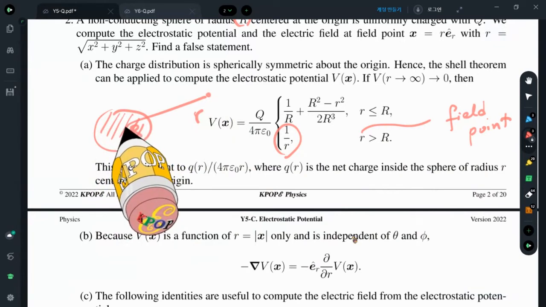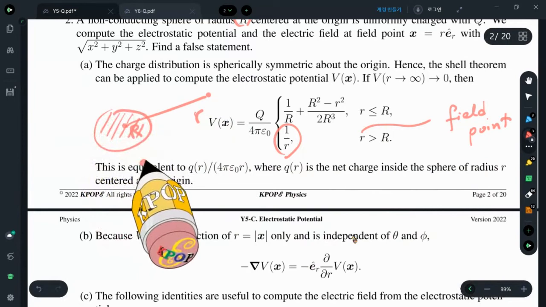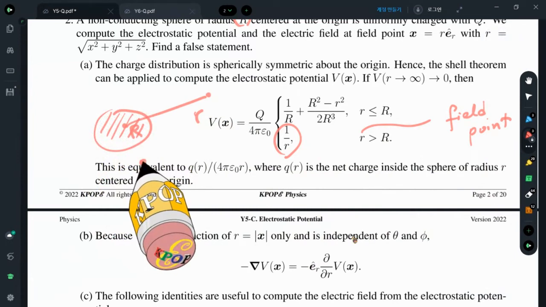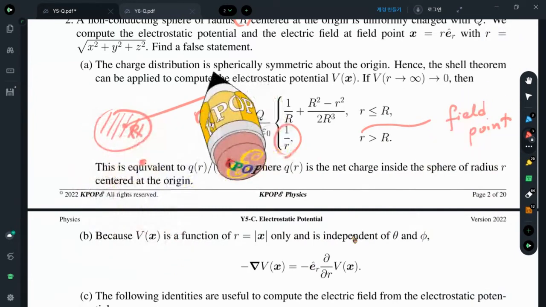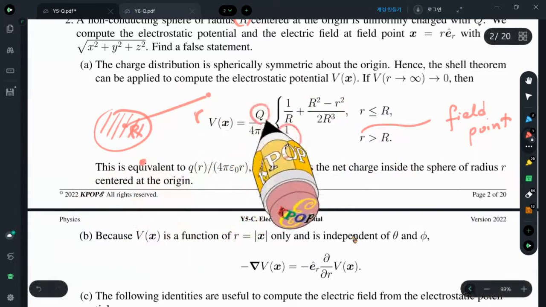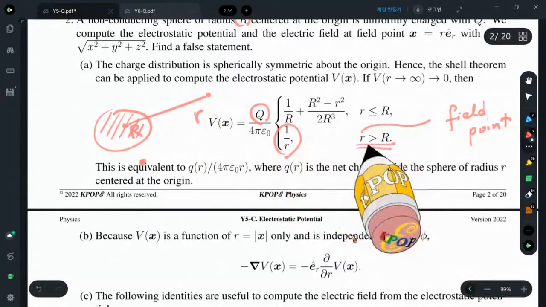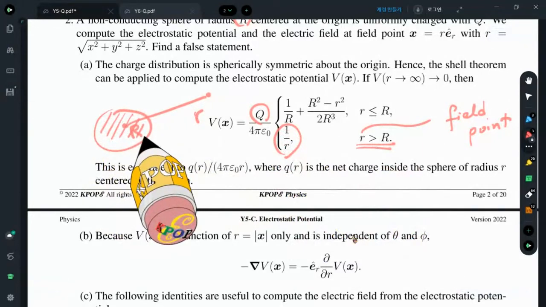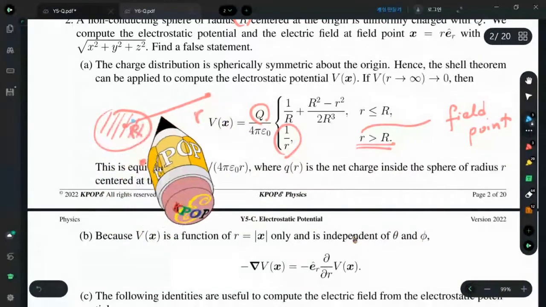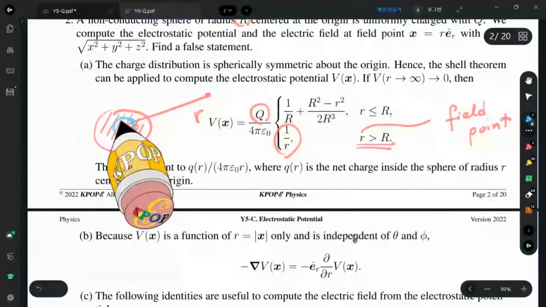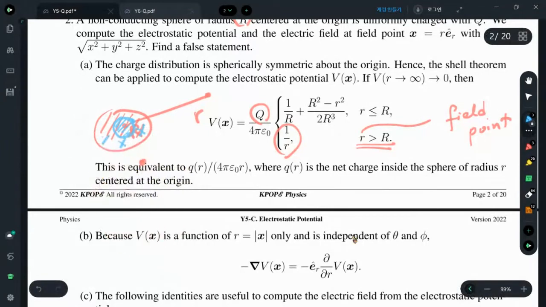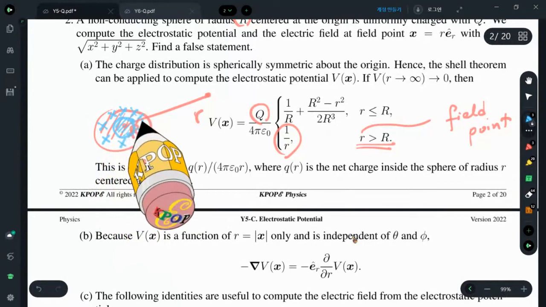Instead, according to the shell theorem, we replace this situation with a point charge that contains all of the charge at the origin. Here, this charge Q is distributed over a spherically symmetric charge distribution. So Q is in here when the radius is greater than capital R. Instead, when the field point is inside the charge distribution, it only cares about the charge contained inside this radius, and we forget about the rest. This is the result of the shell theorem.